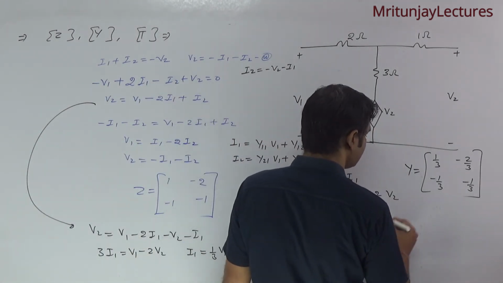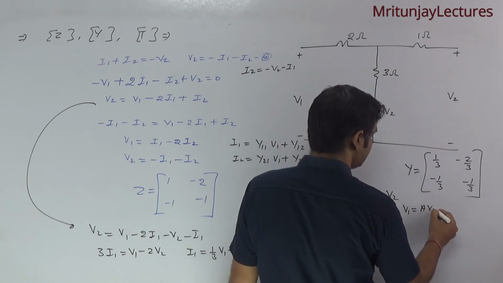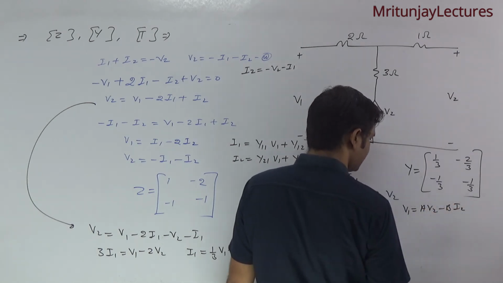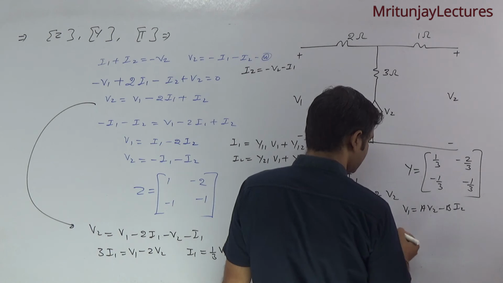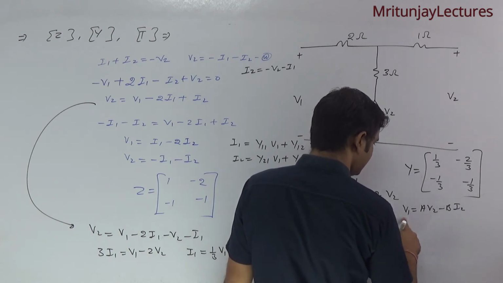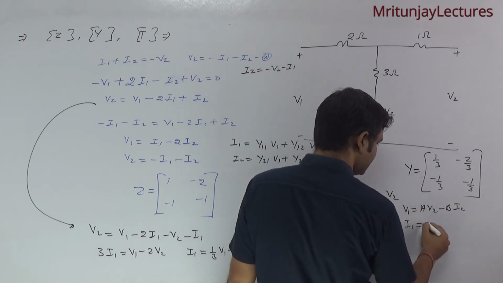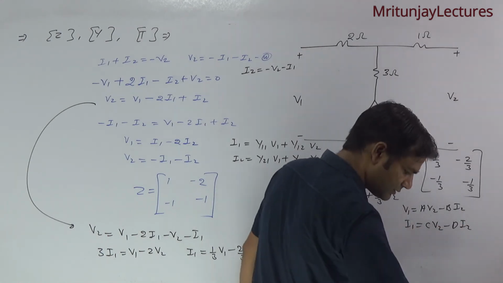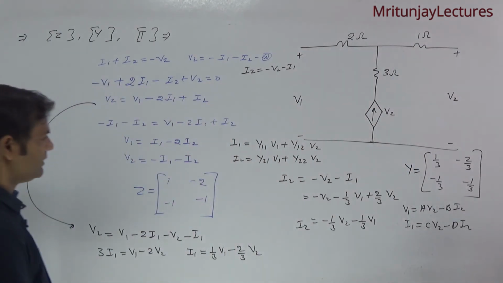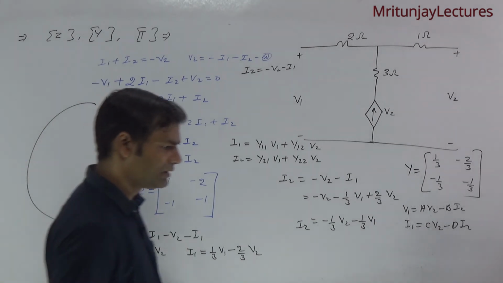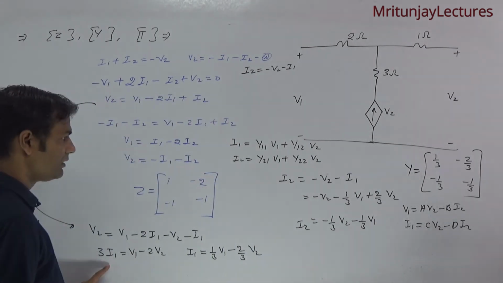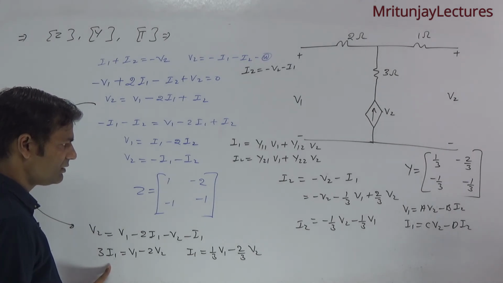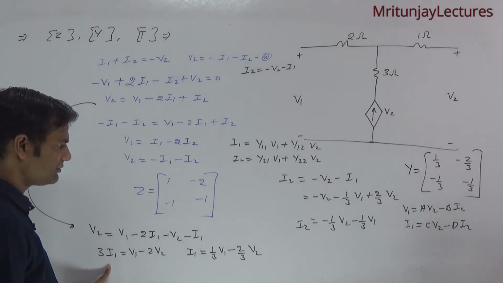T parameter means V1 is equal to A into V2 minus B into I2. Okay, and I1 is written as C into V2 minus D into I2. Clear? So from V1, this is equal to, in the terms of V2 and I2.